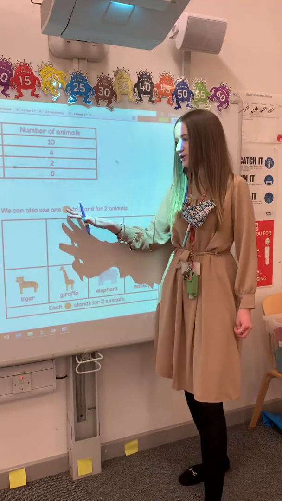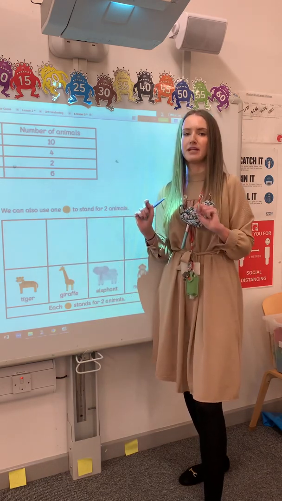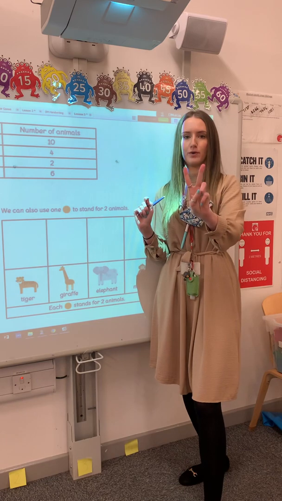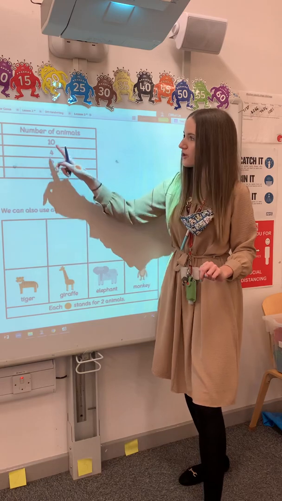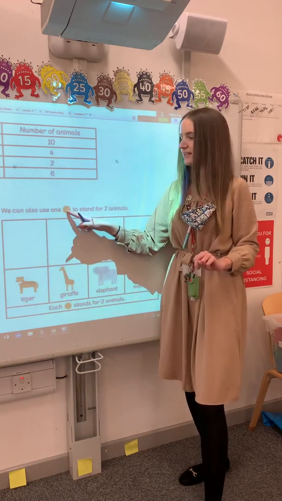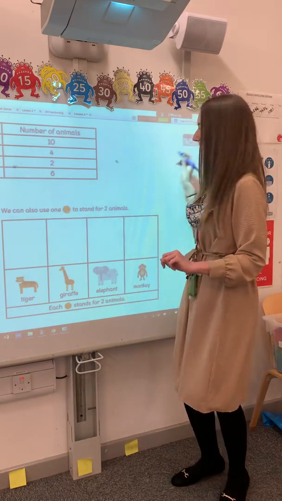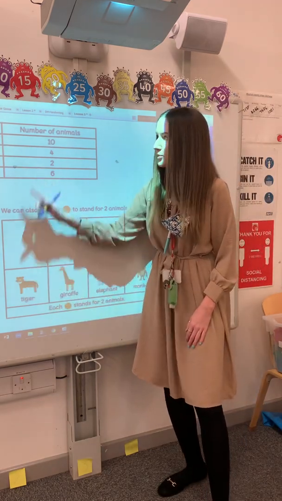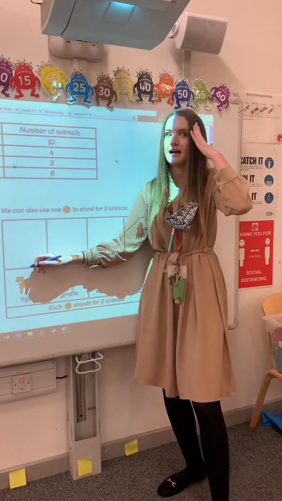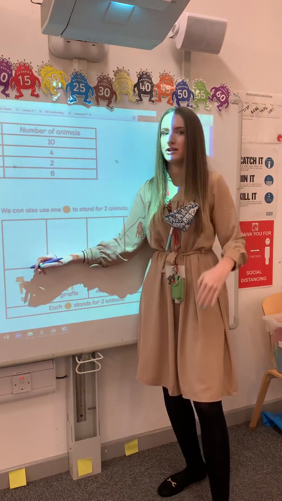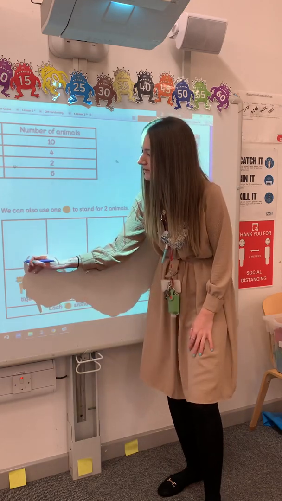Right, but we've got a challenge, okay? I want to now use this circle. Instead of each circle standing for 1, I want each circle to stand for 2 animals. So if Charles saw 10 tigers, do you think I need to draw 10 circles? No. What I'm going to do is count in my 2s up to the number 10. Some of you might know what something times 2 is to get to 10 and how many circles we need, but just to check, I'm going to count in my 2s as I do it.